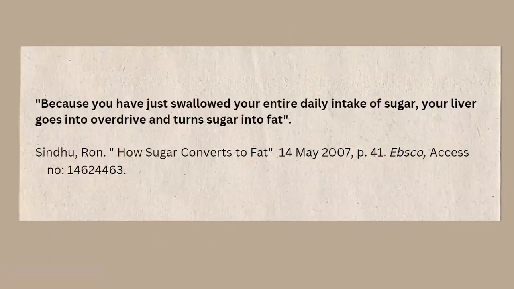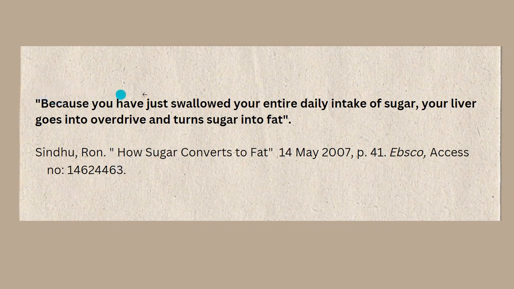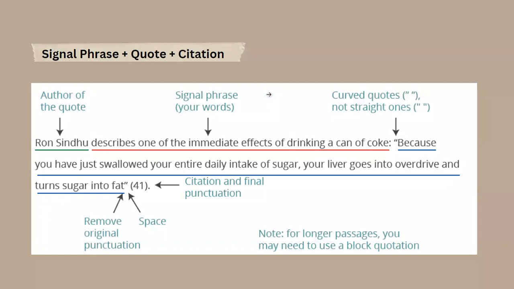When integrating a quote into your writing, never leave the quotation as its own complete sentence. So we never want to just leave this as it is. Every quotation is made up of three parts, consisting of a signal phrase, a quote, and a citation. The signal phrase consists of your own words that signal to the reader that a quotation is coming.